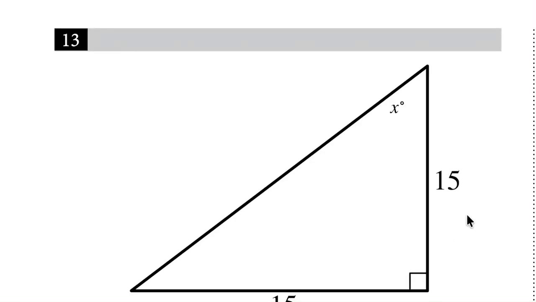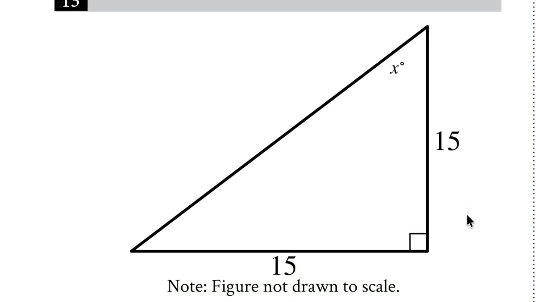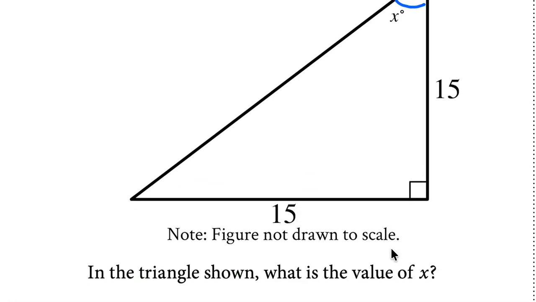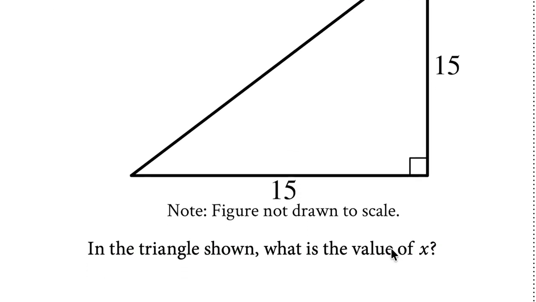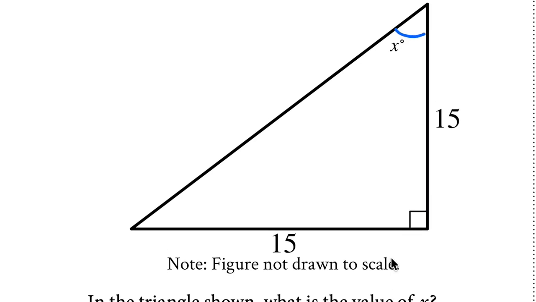Number 13, a right triangle is given to us, and here is the missing value, x degrees. The lengths of the two legs are given as 15 and 15, figure not drawn to scale. In the triangle shown, what is the value of x?